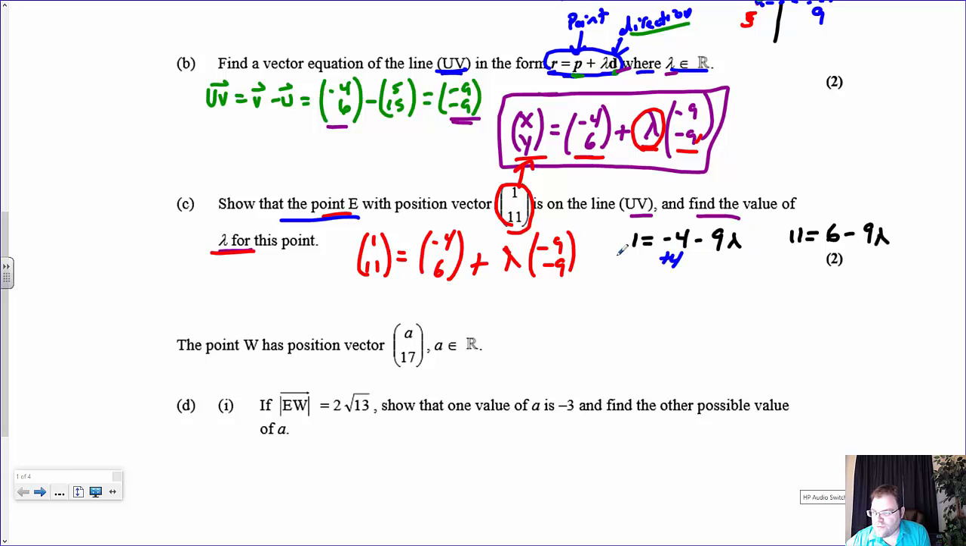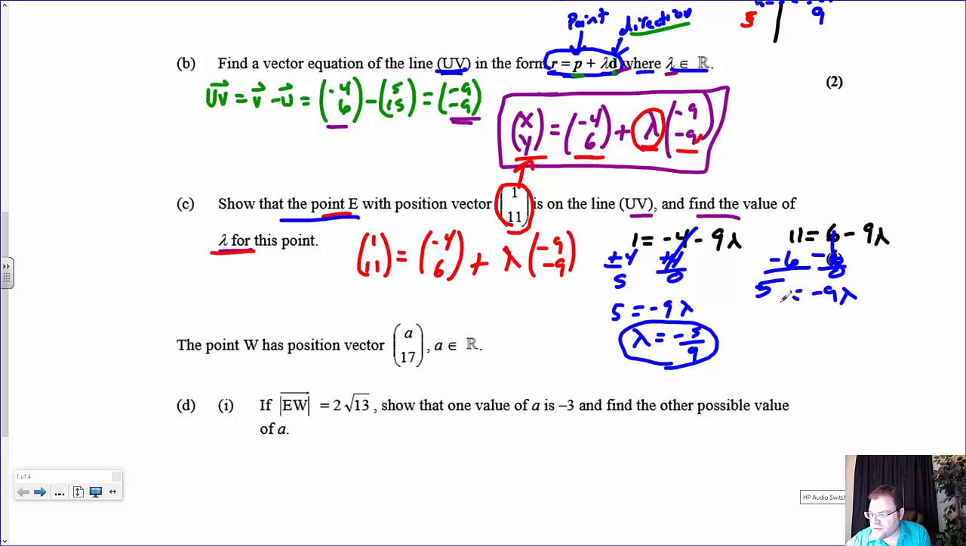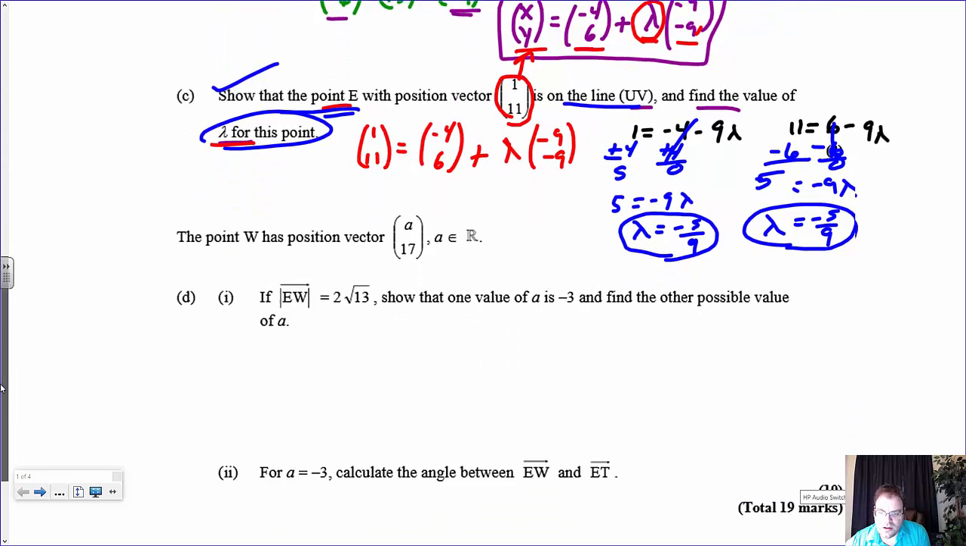So let's try. Let's add 4 to both sides. That's 0, and this is 5. So if 5 is equal to negative 9 lambda, that means lambda is equal to negative 5 over 9. It's one of my lambdas. The other one I'm going to solve by subtracting 6. So that's 5, and this is 0. And this is equal to negative 9 lambda again. This right here is the same thing that I already had. So again, the answer is going to be negative 5 over 9. So as it turns out, lambda for this point is negative 5 over 9, and because it's the same for both equations, I have shown that point E is in fact on this line UV. That's how it's done.